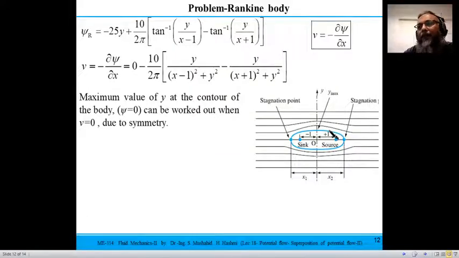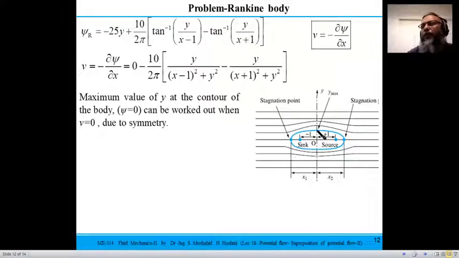As we know, there is a streamline at the surface of this Rankine body, and that stream function would be passing through these stagnation points. At the point where y is maximum, the corresponding stream function would be the stream function at the surface of this Rankine body, and we are assuming it to be 0.